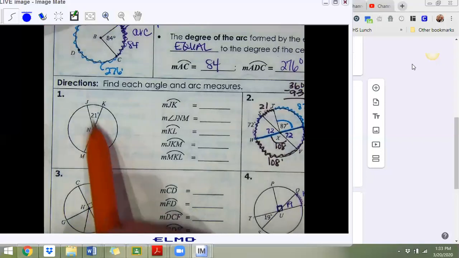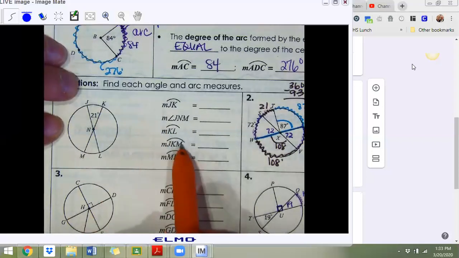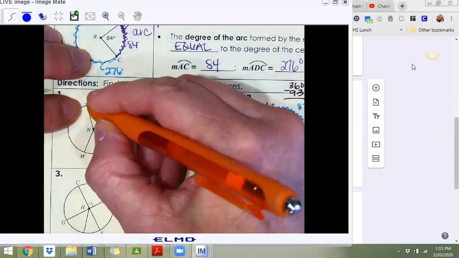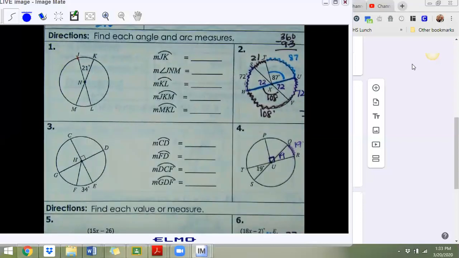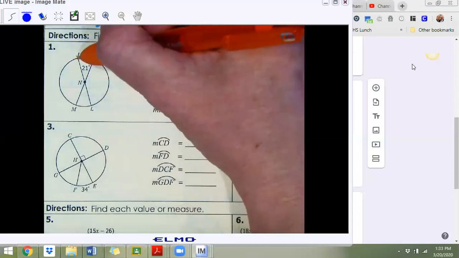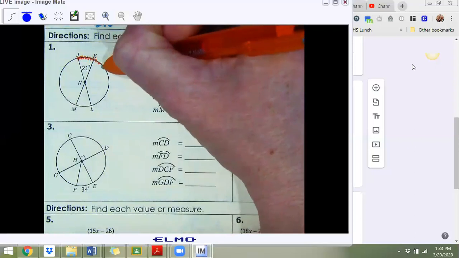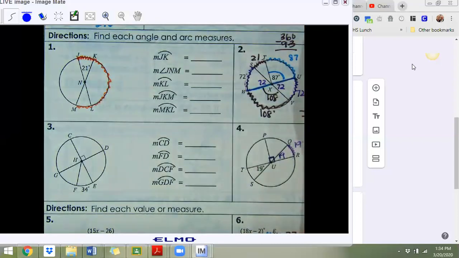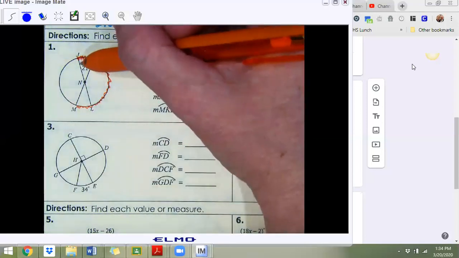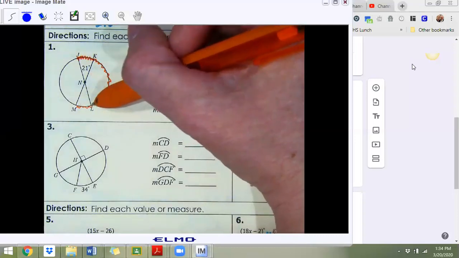Okay, so did you fill in all your measurements? Yeah. So JKM, that means you're starting at J. Can you move the paper up? There we go. So if you're starting at J, you're going through K and ending at M. So it'd be both 21s plus the 159. Both 21s and then the 159.